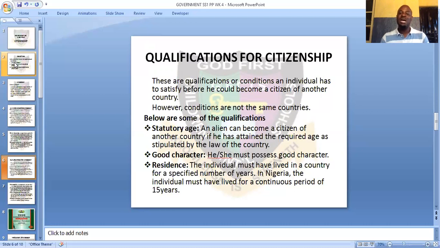However, conditions are not the same in all countries. That is, the countries differ from each other. So as a result of that, the requirements differ from one another. So we have some of the qualifications as follows.